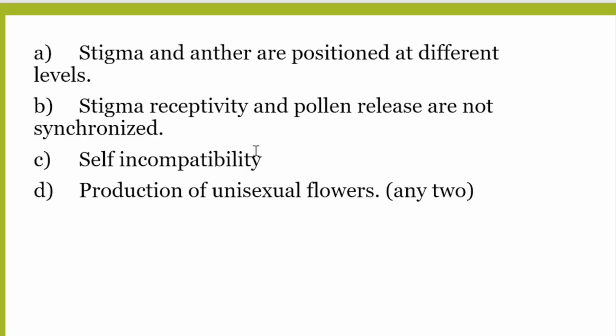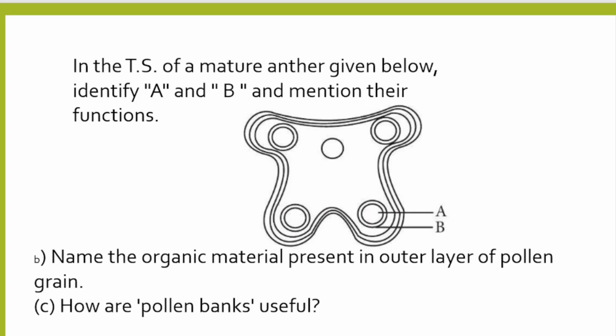Then self-incompatibility. Self-incompatibility is a genetic mechanism through which self-pollen are not allowed to grow. Then production of unisexual flowers, which will always encourage cross-pollination. So any 2 points you can write for 2 marks. If it is 3 marks, you may have to write 3 points.